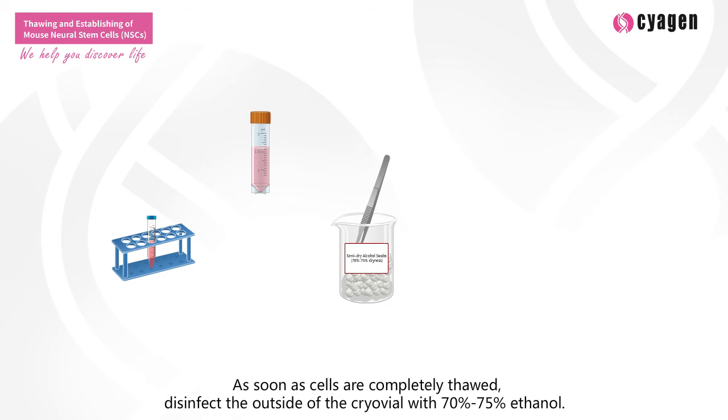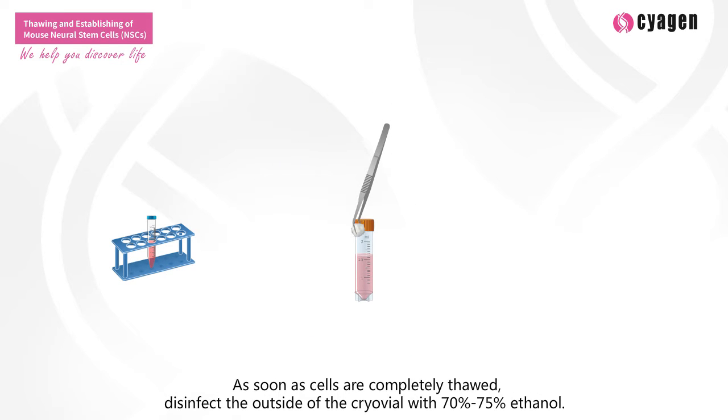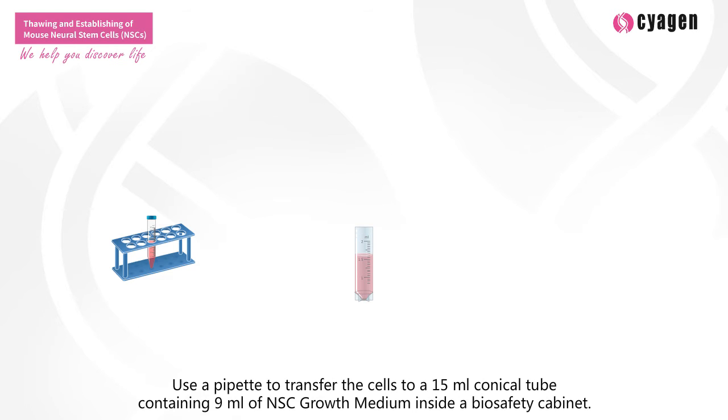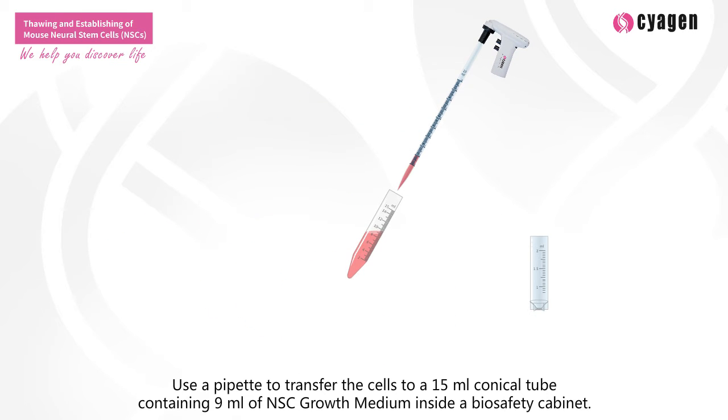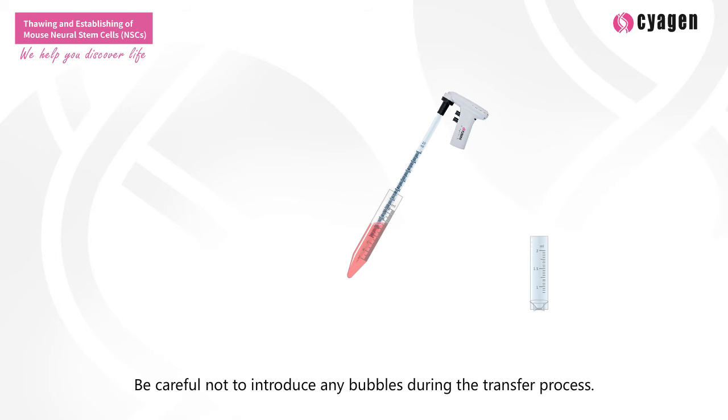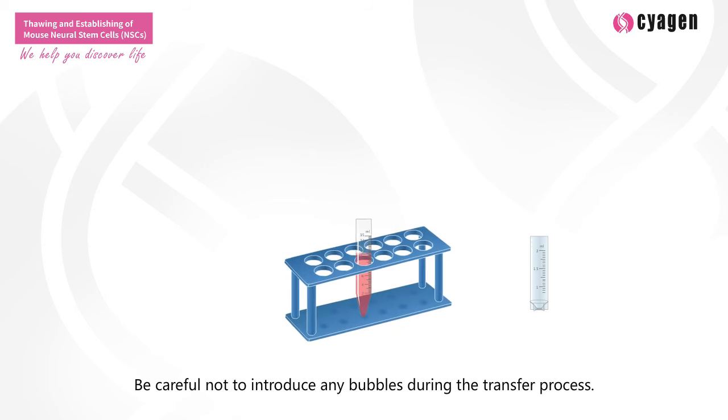As soon as the cells are completely thawed, disinfect the outside of the cryovial with 70 to 75% ethanol. Use a pipette to transfer the cells to a 15 ml conical tube containing 9 ml of NSC growth medium inside a biosafety cabinet. Be careful not to introduce any bubbles during the transfer process.